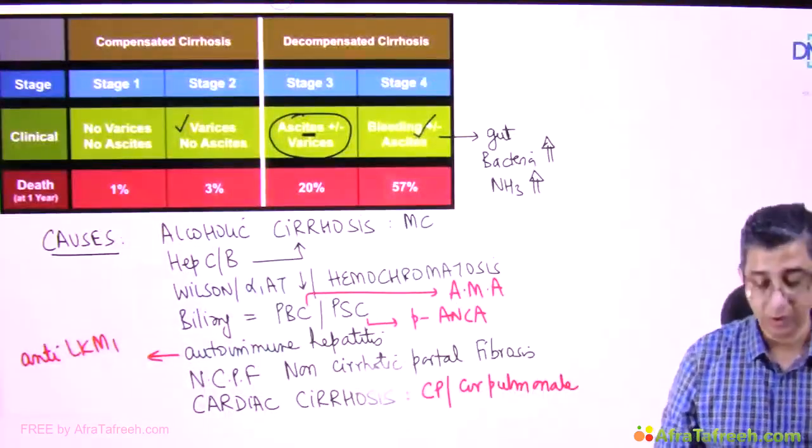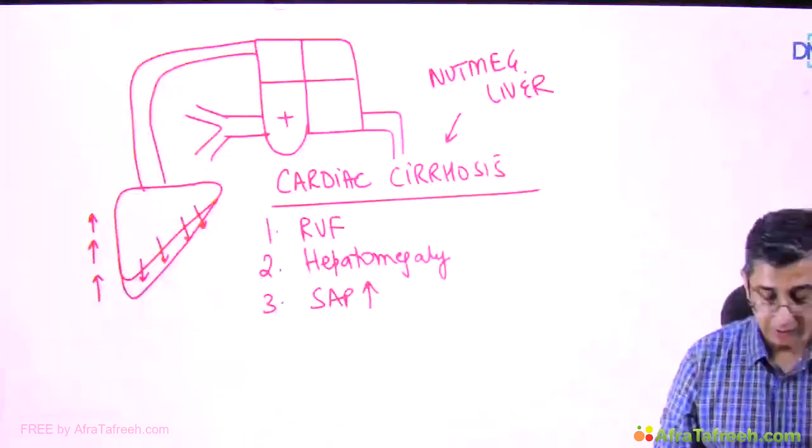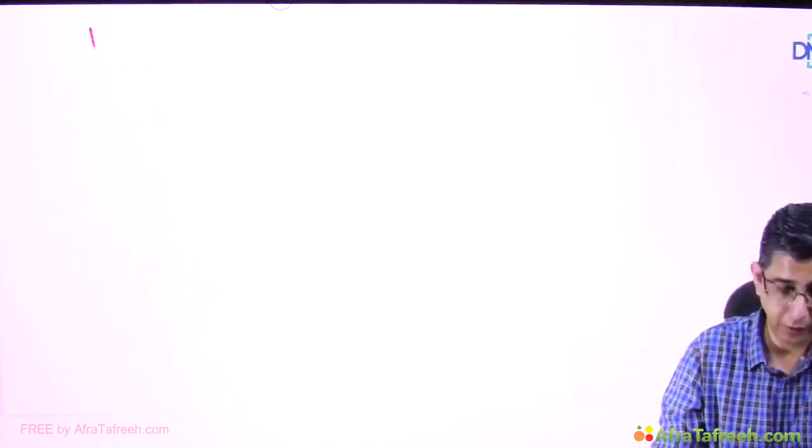Now, once we understood that, we will talk about the complications that will be associated in patients who are suffering from liver cirrhosis. The most common complication that we encounter is portal hypertension. The most common complication that is found in patients with liver cirrhosis is development of portal hypertension.